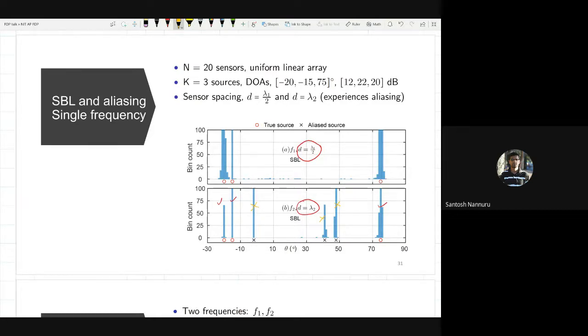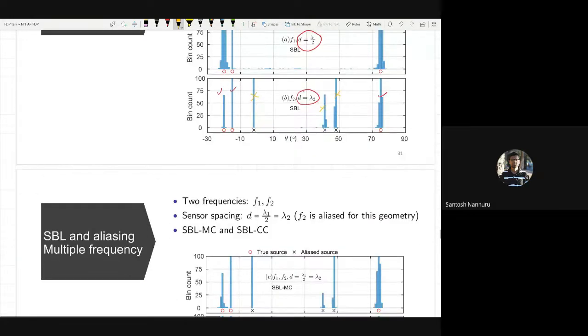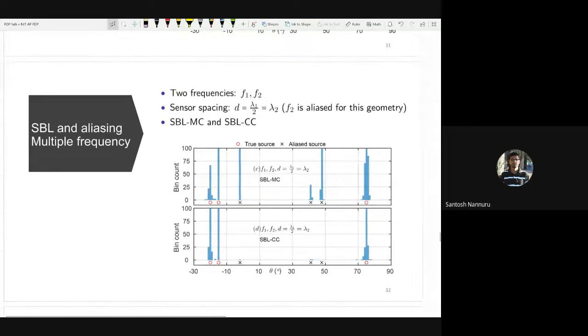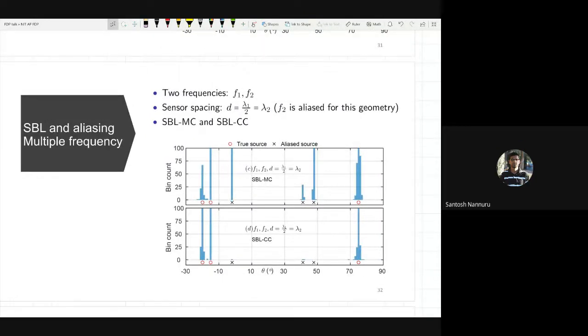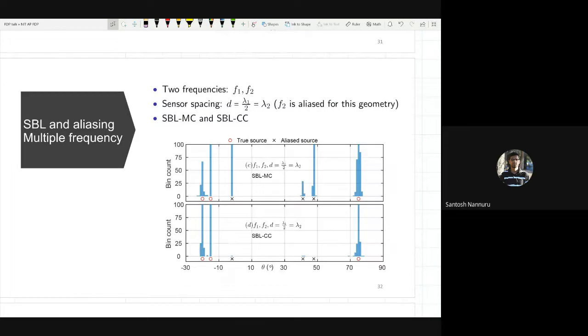So when you do single frequency processing and you have not satisfied the Nyquist sampling criteria, you will see aliasing even with SBL. But when you do multi-frequency processing, when you smartly combine them, even if there is aliasing, you may have multiple frequencies. Some frequency will have aliasing, some may not. Right. So for a fixed array spacing, a lower frequency will not have aliasing, whereas a higher frequency will have aliasing. So that's what I have done here. I have taken two frequencies. One of them experiences aliasing, the other does not for the given geometry. Okay, aliasing is array geometry dependent, right?